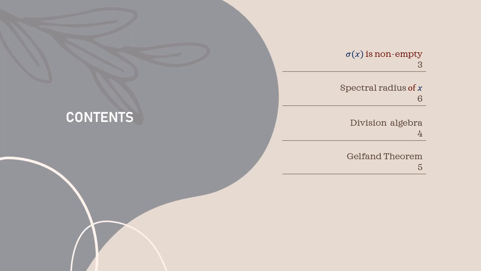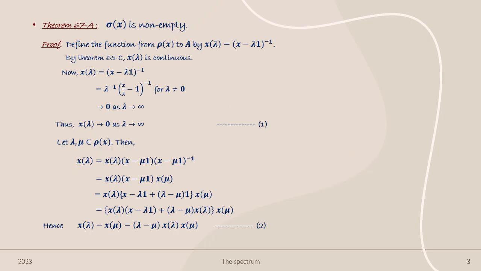Then we shall define the spectral radius of x. Then we will give the definition of division algebra, and then we will prove a small result known as Gelfand's theorem finally. This is a very important theorem.